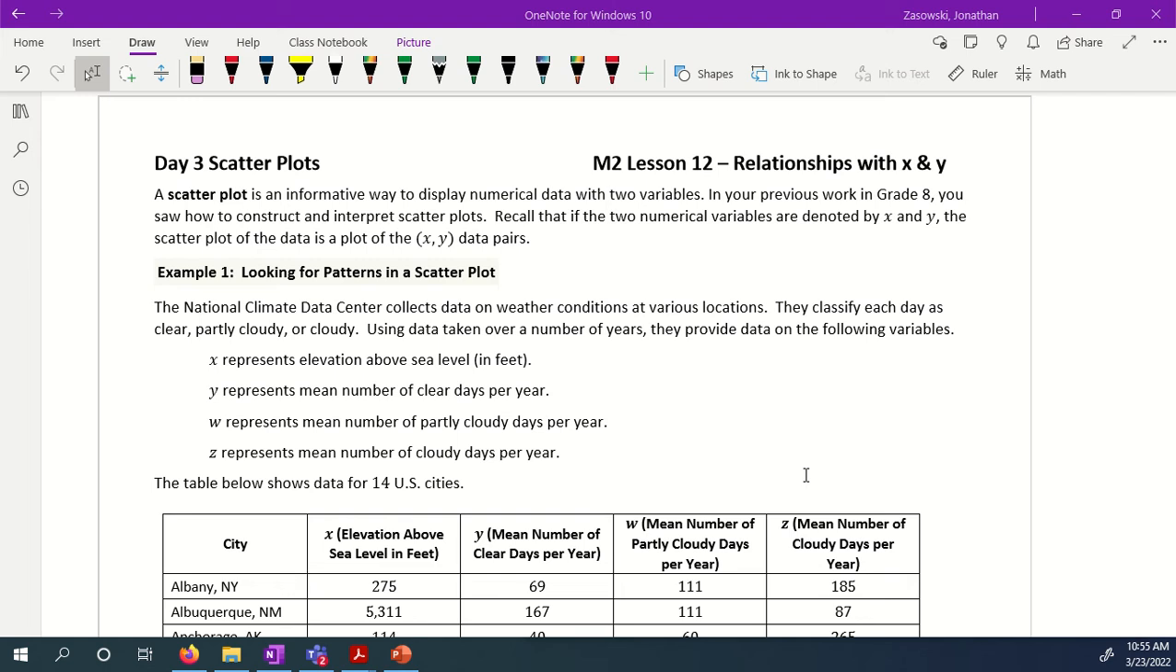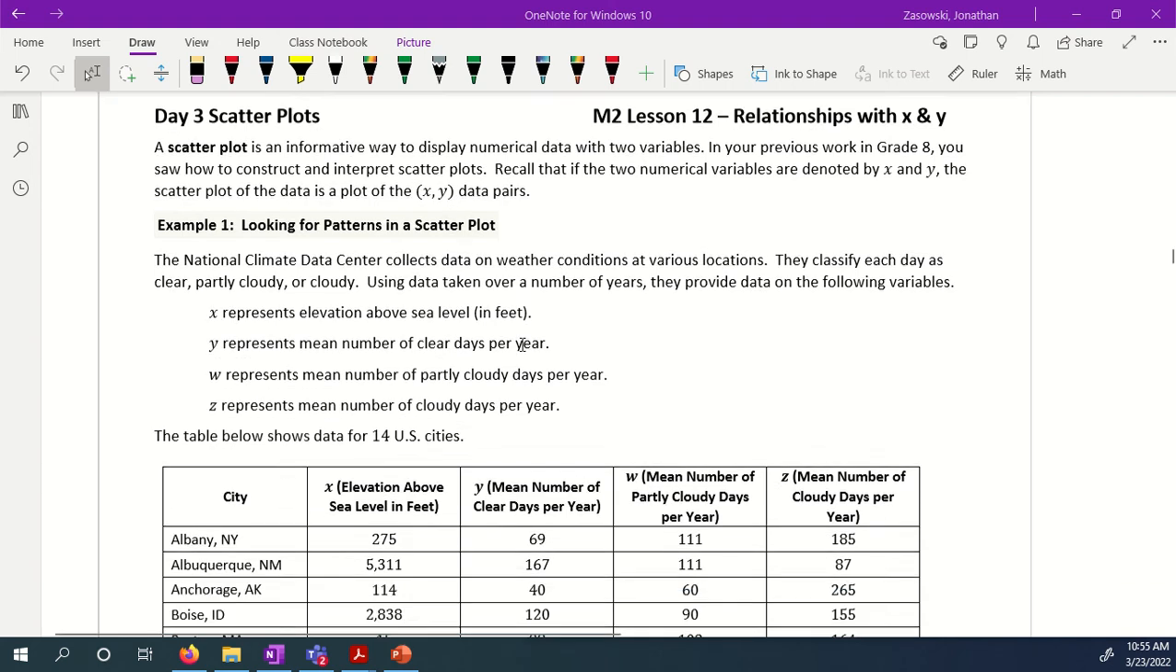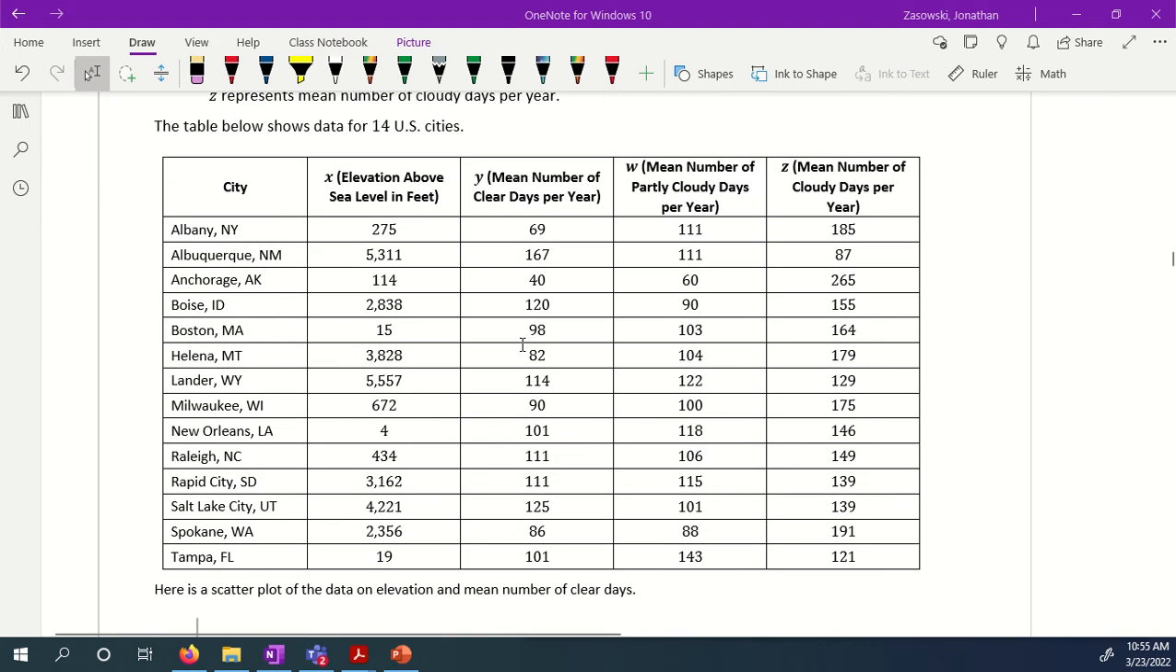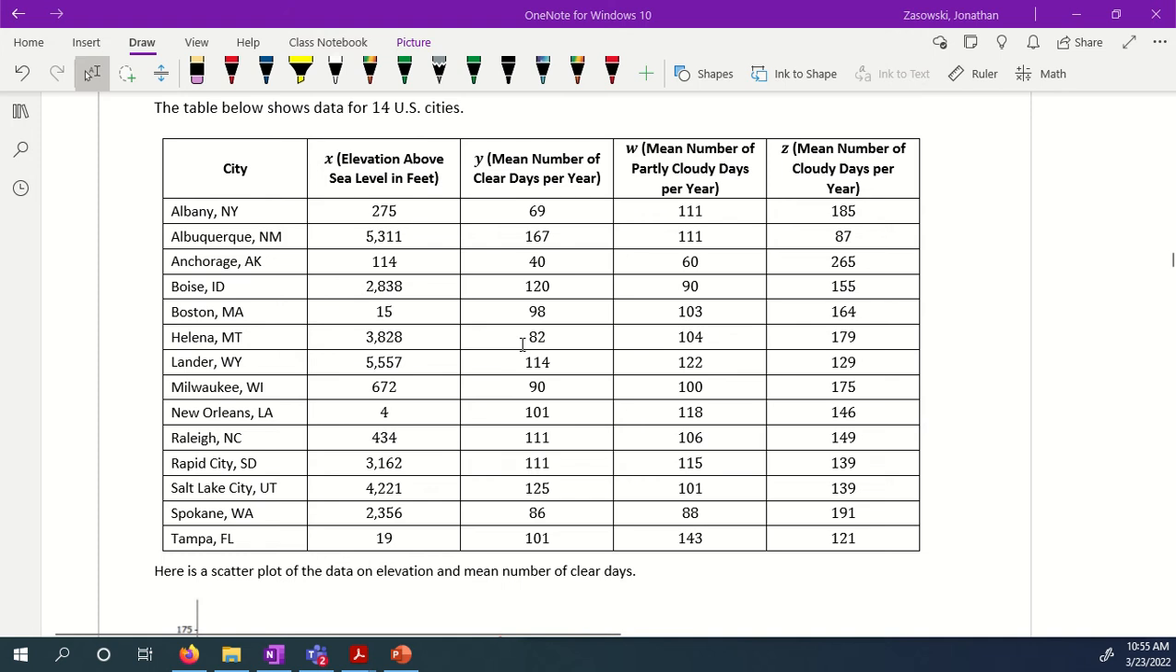Remember, just like on a graph, we denote the variables with x and y, just like on the axes, and each point of data is represented as an xy point. The x-axis is called something, the y-axis is called something, but each point is labeled with that xy coordinate. We're going to mainly focus on this chart today and use it to create and interpret some scatter plots. Here are some cities across the country, and we have their elevation listed in the first column. We have the number of clear days in the second column, the number of partly cloudy days, and the number of cloudy days.